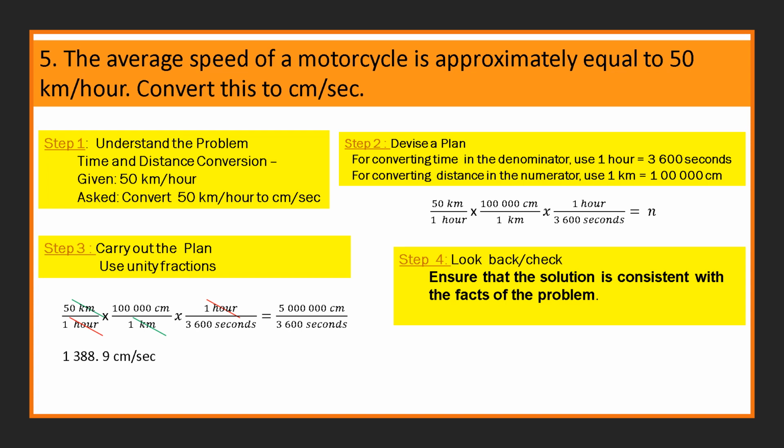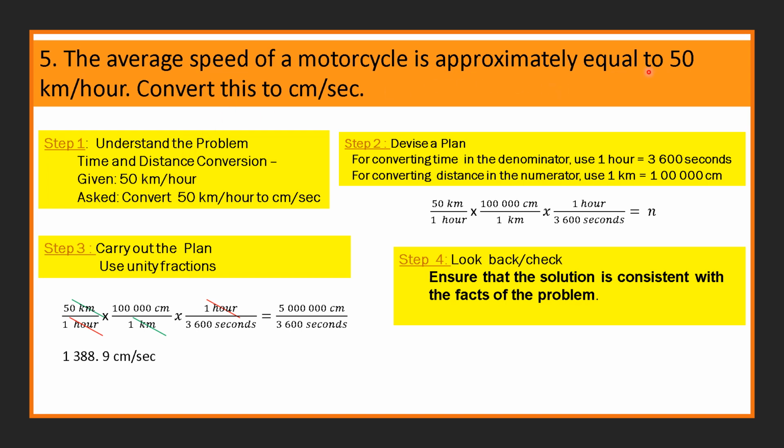Problem number 5. The average speed of a motorcycle is approximately equal to 50 kilometers per hour. Convert this to centimeters per second. So how are we going to solve this one? We have to first understand the problem. What is asked in the problem? What is the given information?